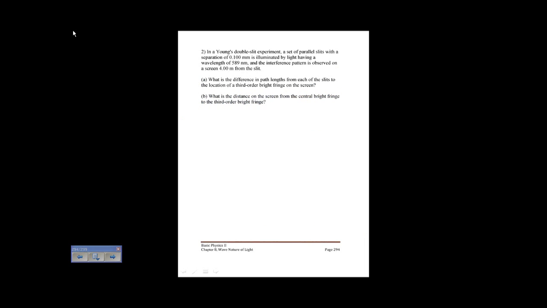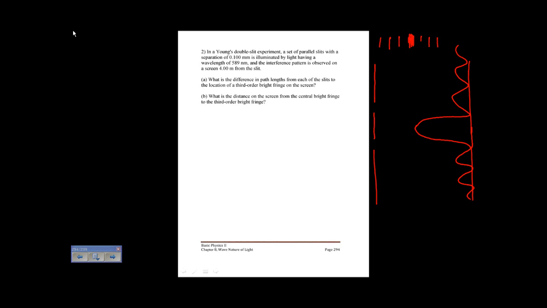Okay, in Young's double slit experiment, a set of parallel slits with a separation of 0.1 millimeters is illuminated by light having a wavelength of 589, and the interference pattern is observed. So similar to what we had before, actually the same. I have a double slit. My screen over here, I get an interference pattern. So I get a really bright spot in the middle, and dimmer spots as I go along. So really bright spot in the middle, followed by a dark spot, followed by bright spots, like that. It looks like that if you were to do it on a wall.